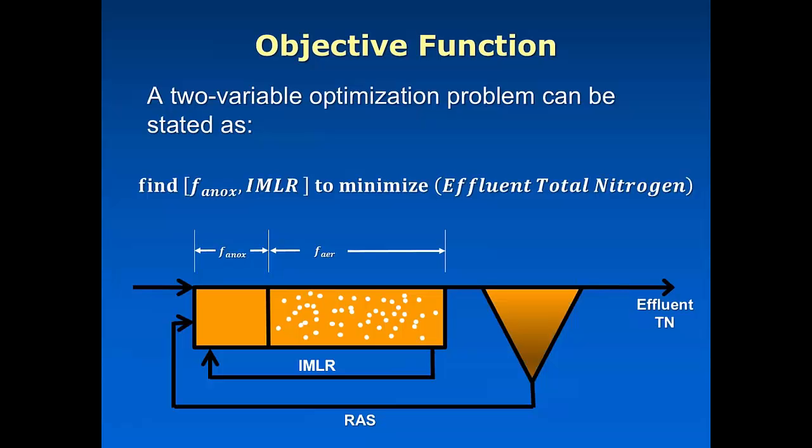So let's take a look at that total effluent nitrogen minimization that I've been mentioning. And in this case, we're going to set up our optimization problem as find the best set of these parameters, which is the anoxic fraction here. What fraction of this overall activated sludge tank is going to be anoxic? And the internal mixed liquor recycle rate, which here comes from the end of the aerated zone back to the beginning into the anoxic zone. And find the best set of those parameters that will minimize effluent total nitrogen here at the end of the plant.